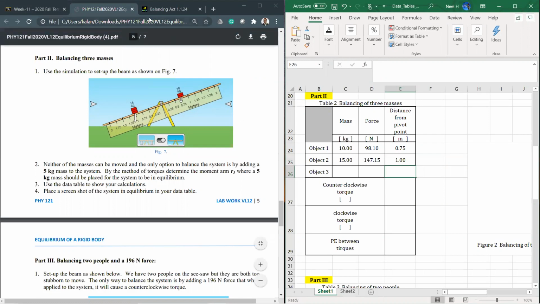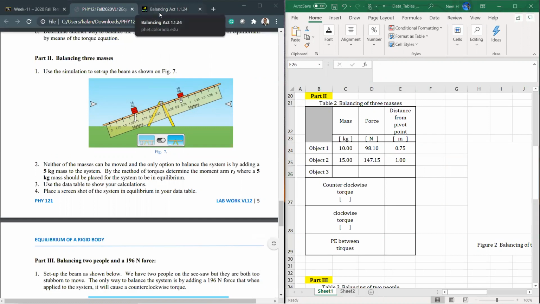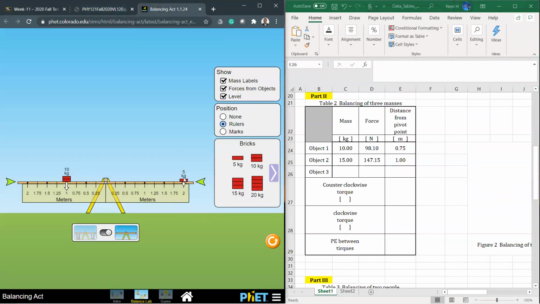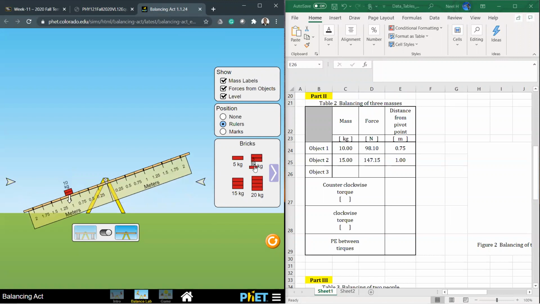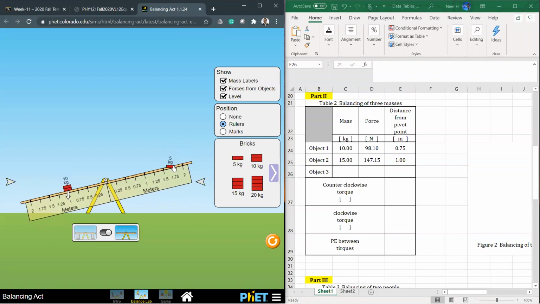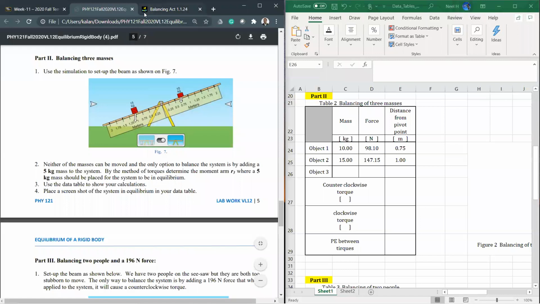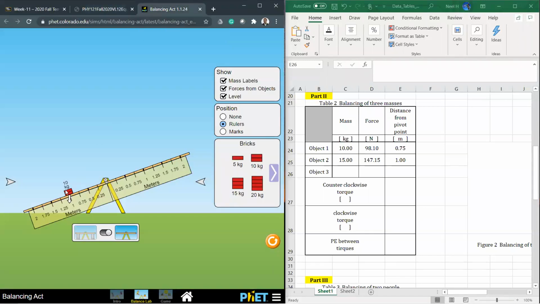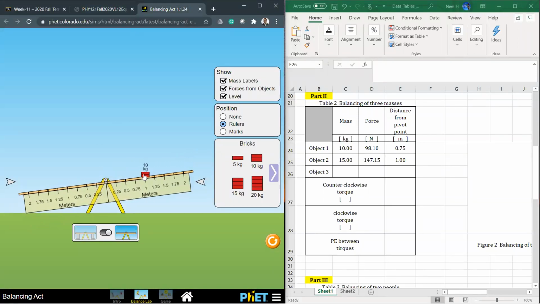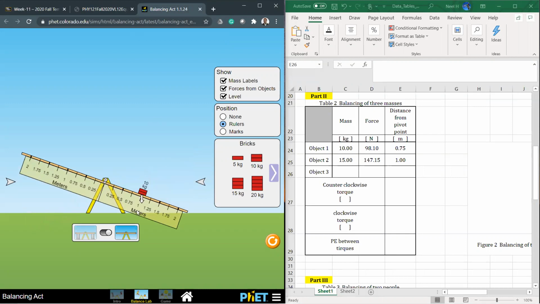Let's try to balance this by using a third object, right? So let's arrange first. If you want to get rid of any mass, just click it and drag it all the way to here, then it will disappear, okay? 10 is on my right-hand side, 15 is on the left-hand side, right? Let's put the 10 here. You can see it has a lot of rotational torque clockwise. That's why the object rotates.